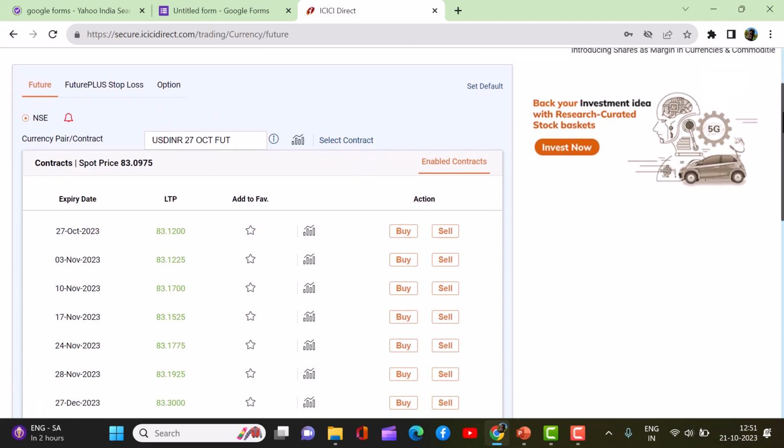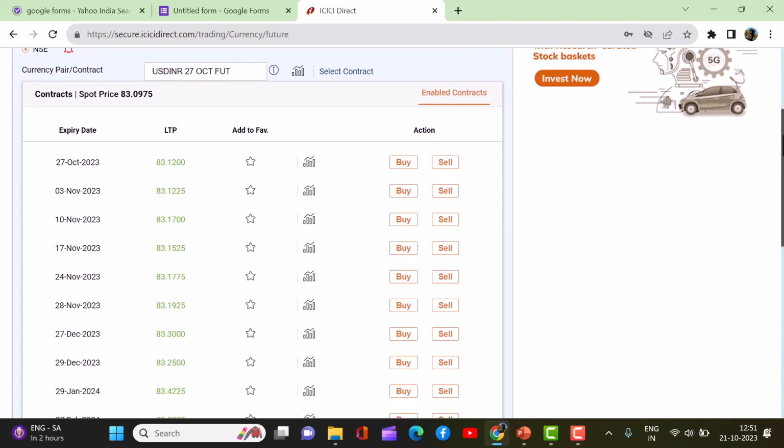Okay. So you'll have this window. Okay. Look at this window. It is saying that the current spot rate of the dollar is 83 rupees 9 paisa, 0.0975. So if you want to buy dollars, this is the rate. This is the direct rate. You go to the bank, this rate is applicable. This is the spot rate.